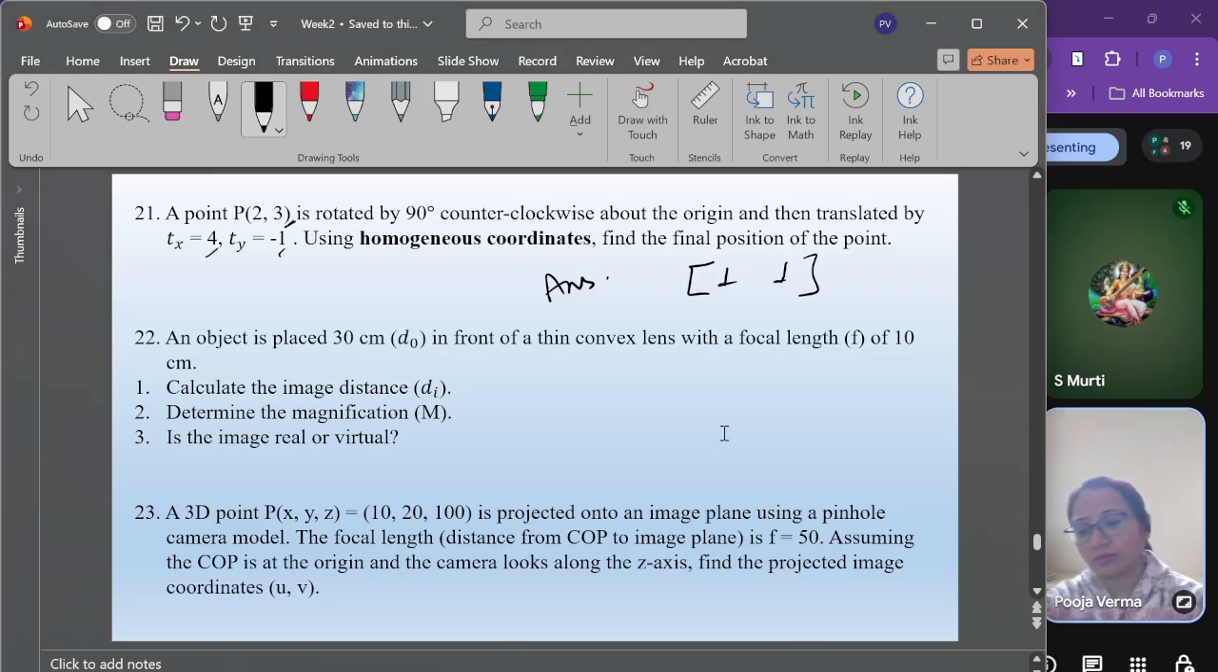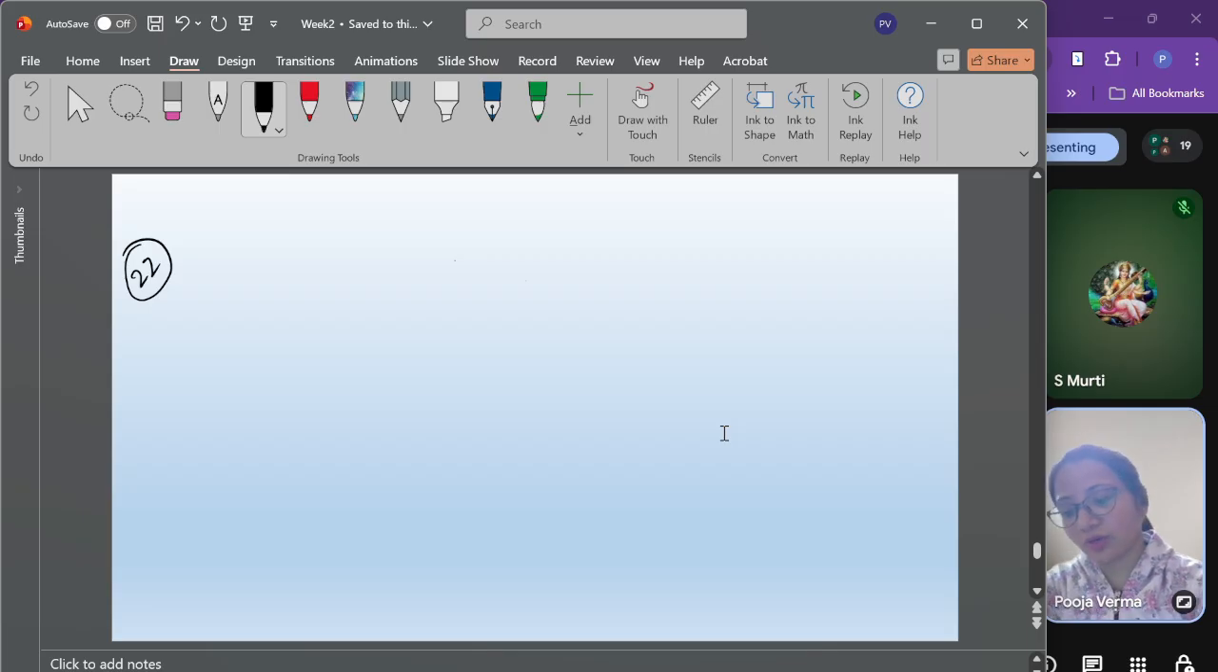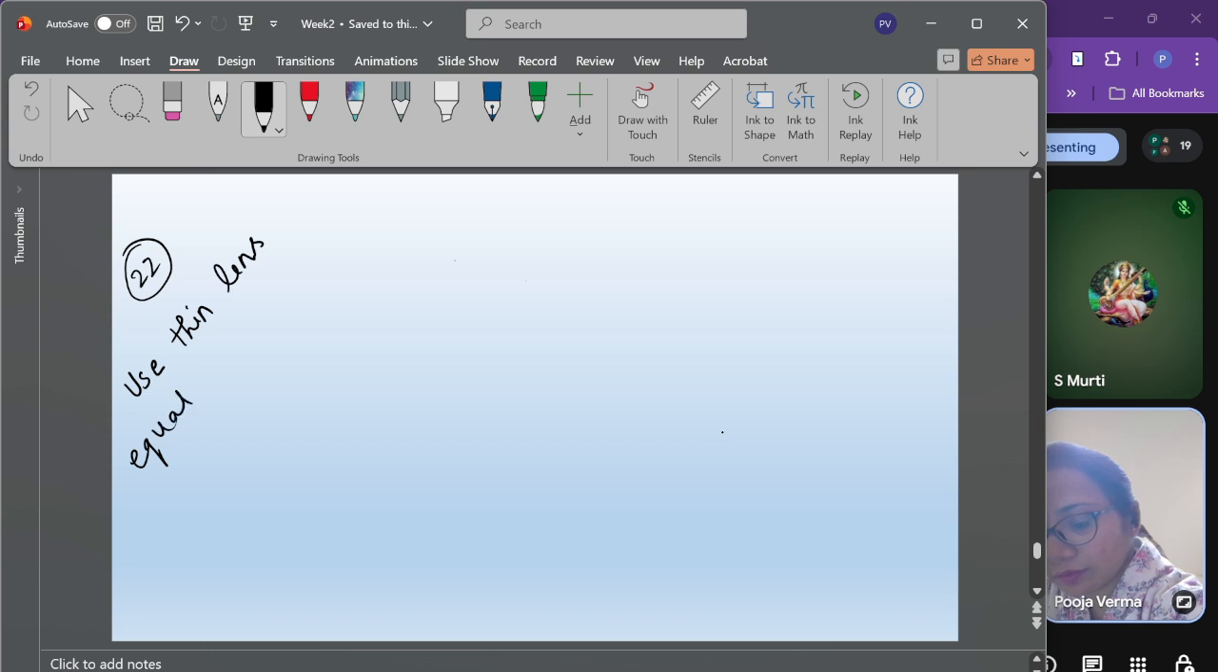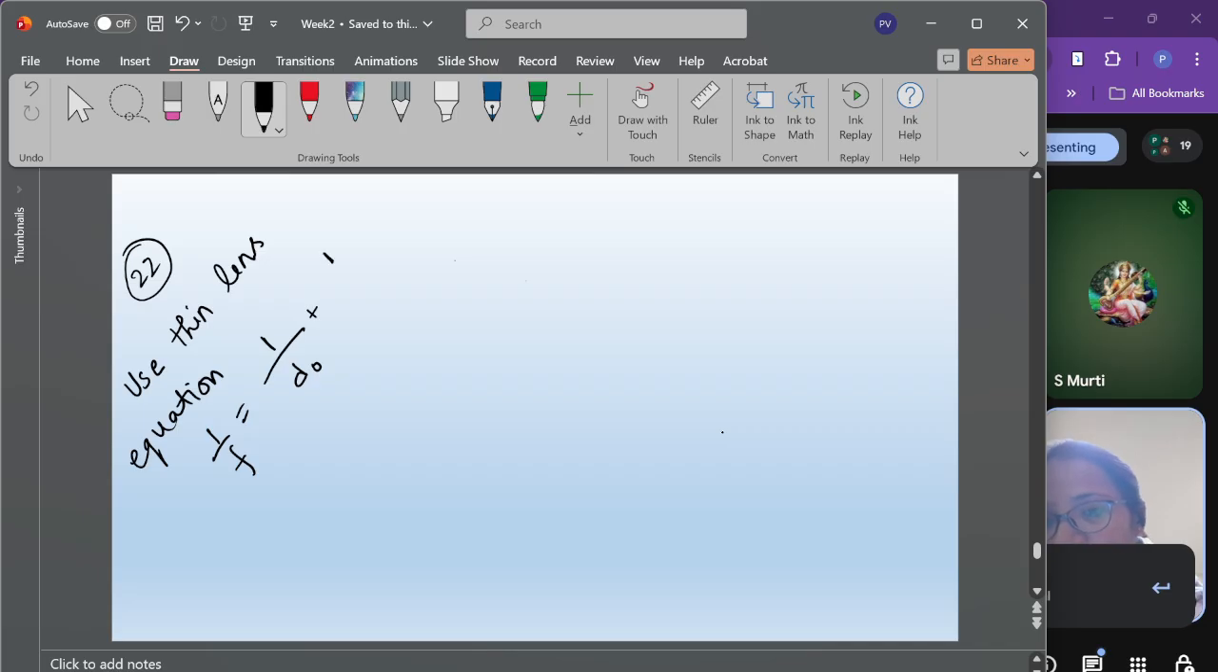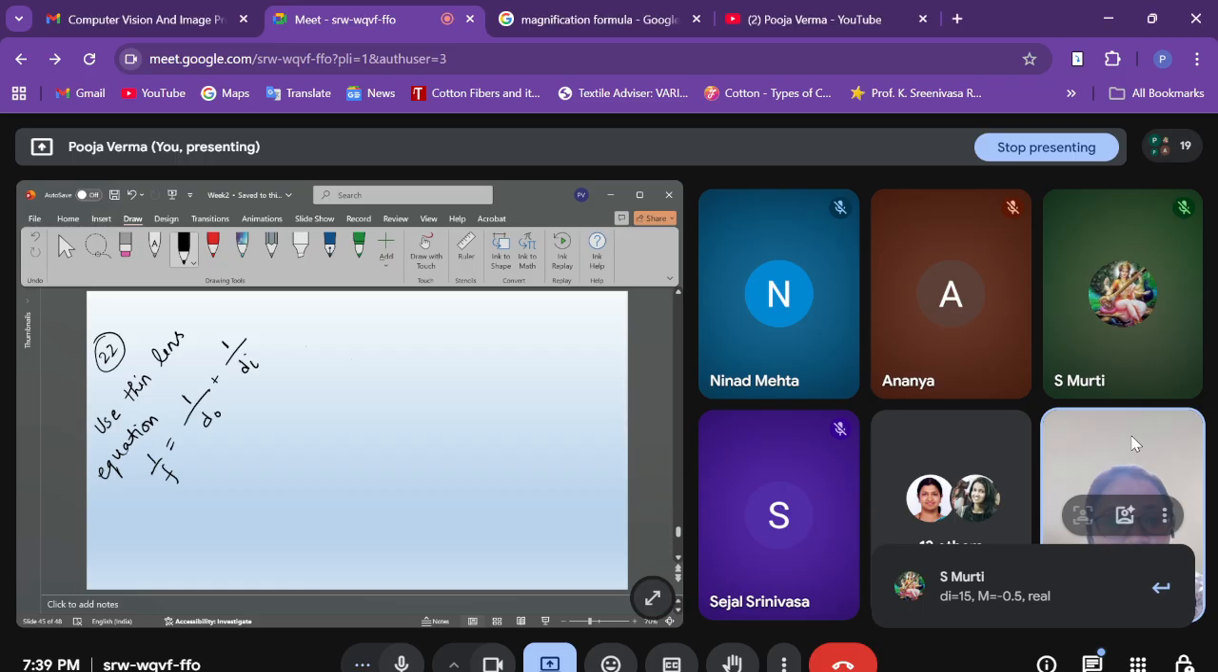Okay, so already we know that to solve this problem we use the thin lens equation. So this is 1 by f is equal to 1 by d naught, that is the object distance, plus 1 by di, that is the image distance, right?